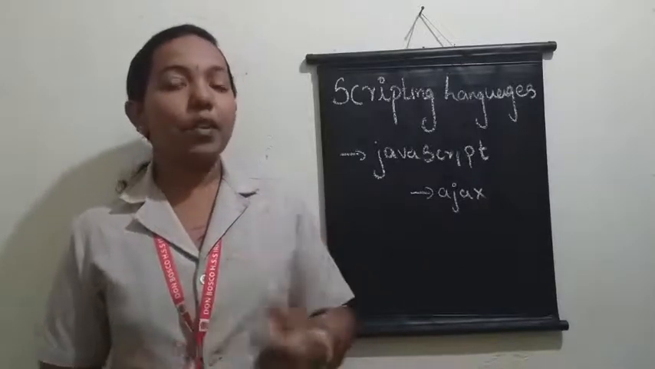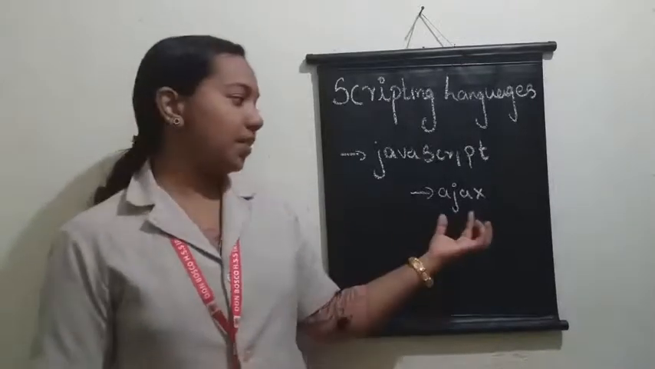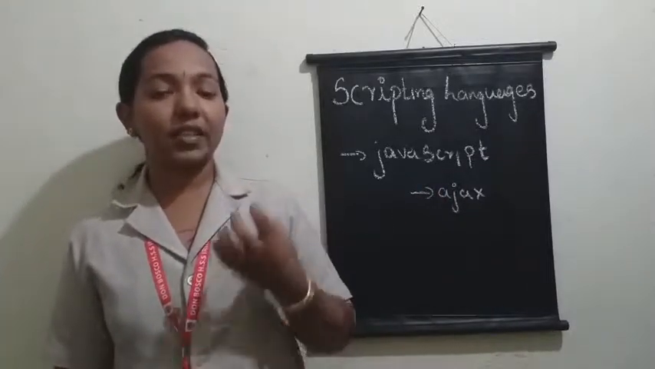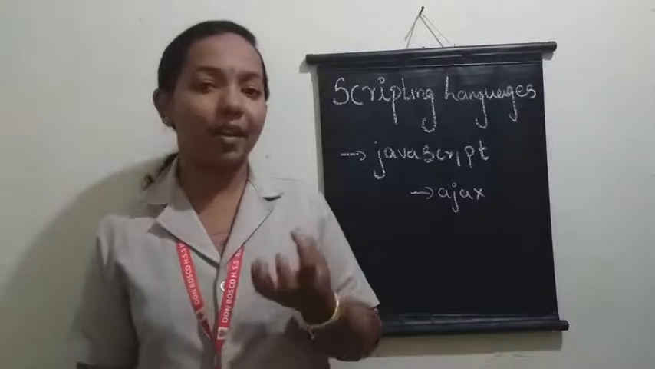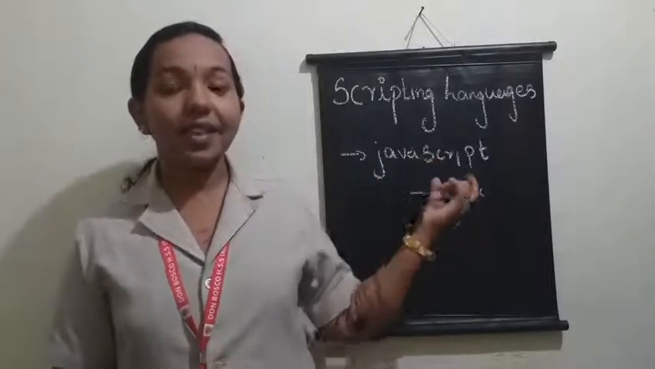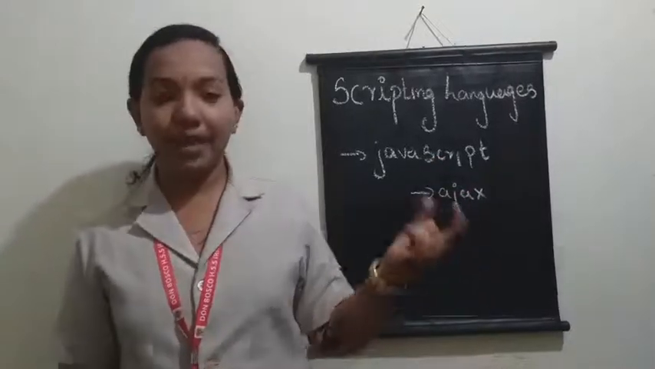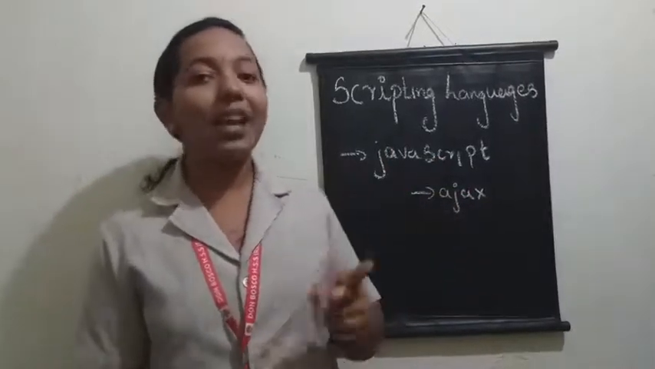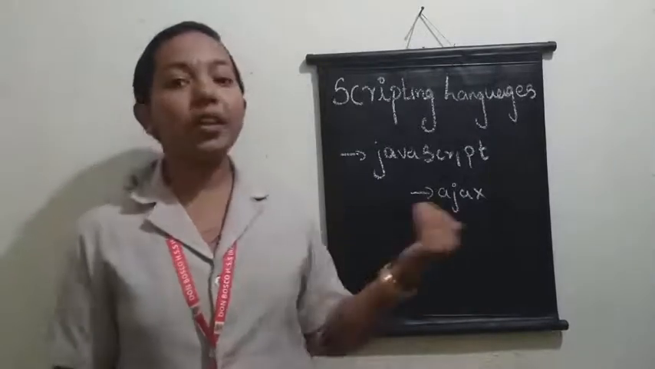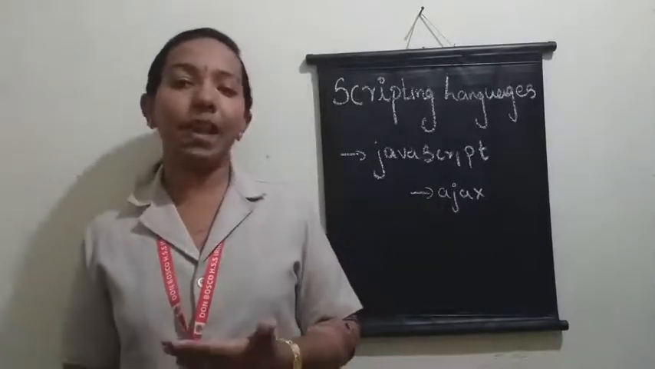Then the important advantage of JavaScript is that it produces Ajax technology, Asynchronous JavaScript and XML. What is the full form of Ajax? Asynchronous JavaScript XML, extensible markup language. Like HTML, XML is also a language that supports Ajax. The next one, what is meant by Ajax?